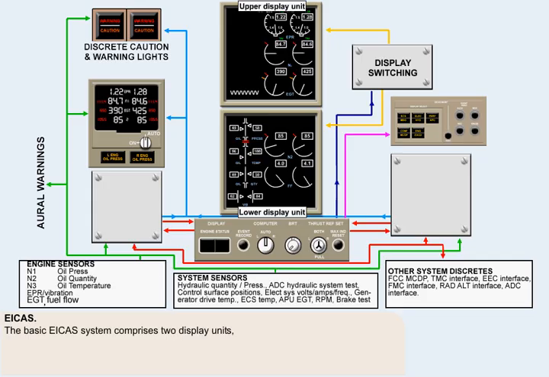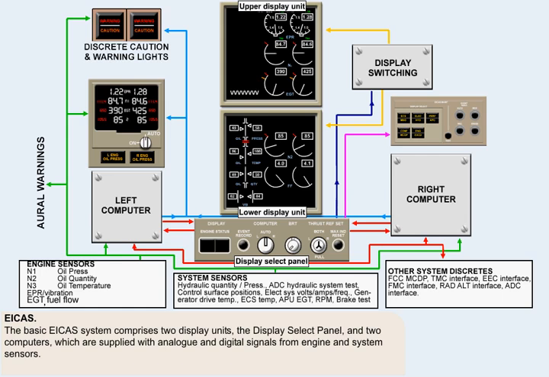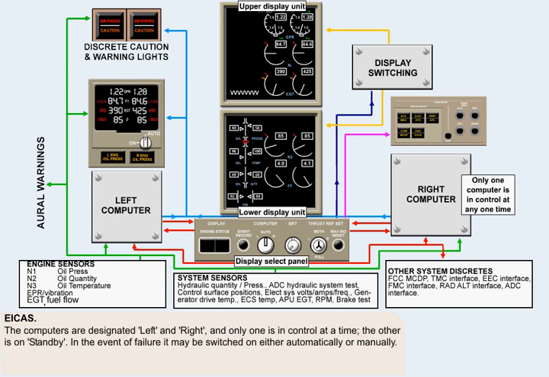The basic ICAS system comprises two display units, a control panel which is called the Display Select panel, and two computers which are supplied with analog and digital signals from engine and system sensors. The computers are designated left and right, and only one is in control at a time. The other is on standby, and in the event of failure, it may be switched in either automatically or manually.